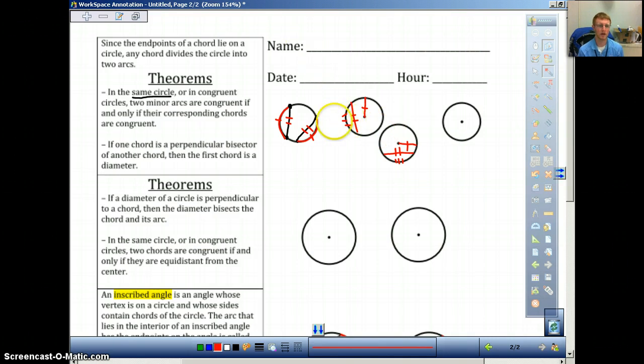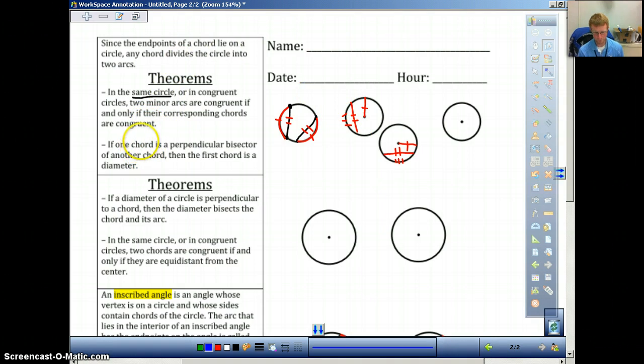And now again, the same thing follows as before, because if we want the two arcs to be the same, then the two chords have to be the same. So anytime you have two congruent chords, you're going to get the congruent arcs of the minor arc. Okay, so that's the first theorem.